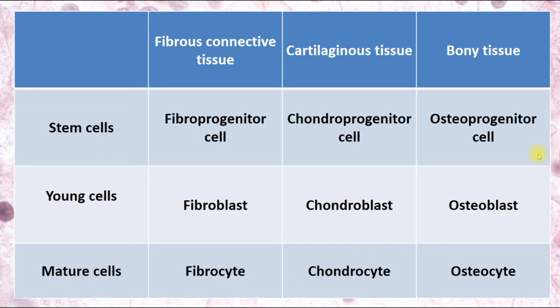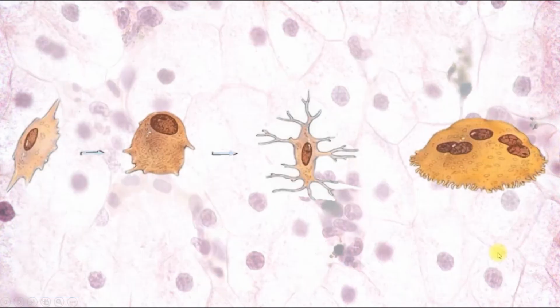In bony tissue we have osteoprogenitor cells, they are stem cells. Also we have osteoblasts, they are young cells, and mature cells of bony tissue are osteocytes. So osteoprogenitor cells become osteoblasts, and osteoblasts become osteocytes. Three following stages of the cell's development. So let's look at those cells and their functions. Here we can see three basic types of bony cells: osteoprogenitor cell, osteoblast, and osteocyte.